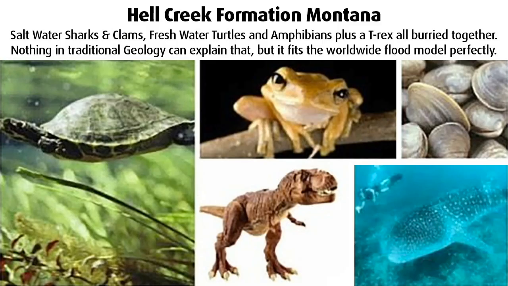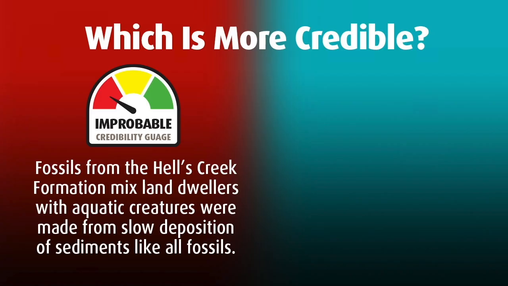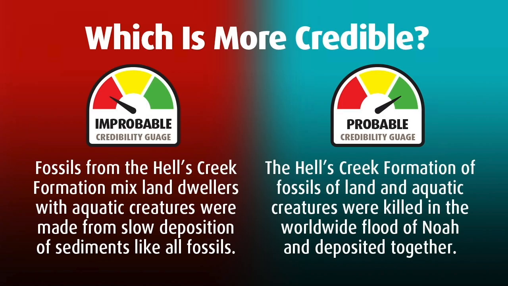Just to summarize, we have saltwater sharks and clams and freshwater turtles and amphibians plus T-Rex all buried together. Nothing in traditional geology can explain that, but it fits the worldwide flood model perfectly. So, which is more credible? Fossils from the Hell Creek Formation mixed land dwellers with aquatic creatures, which were made from slow deposition of sediments like all fossils. Or the Hell Creek Formation fossils of land and aquatic creatures were killed in a worldwide flood of Noah and deposited together.